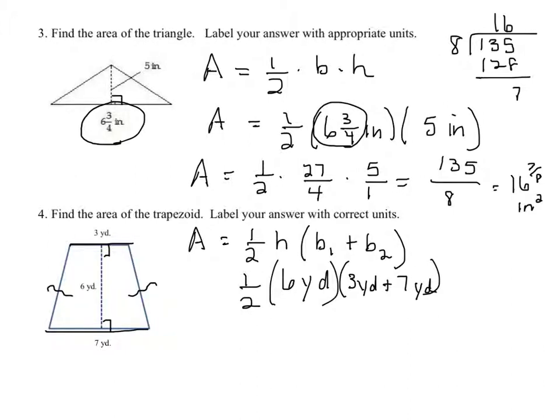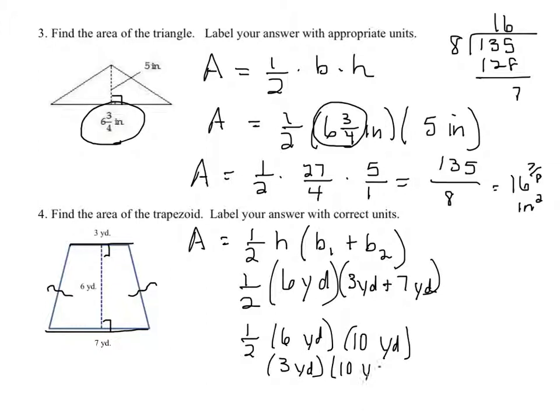Now we'll add those yards together, and we get 1/2 times 6 yards times 10 yards. Well, 1/2 times 6 is half of 6, which is 3 yards, times 10 yards, so we get 30 yards squared. You don't have to leave the units in the problem, but it just helps me remember that I need to write yards squared because they're not single units anymore.